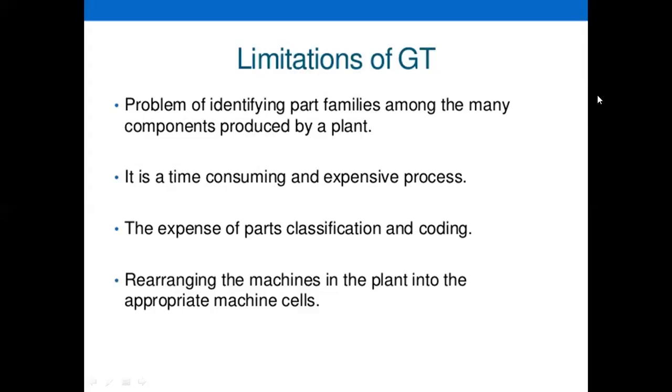Later, I told you about the three different kinds of GT methods. The first one is visual inspection, which is not very accurate. The second one is part classification and coding, which is very accurate, but it is a time consuming and expensive process. And the last is production flow analysis, in which the grouping is done based upon the type of manufacturing process the parts will undergo in the transformation from raw material to finished product. Later on, I told you about the various benefits of GT. I explained the layout of GT and finally the limitations of GT.